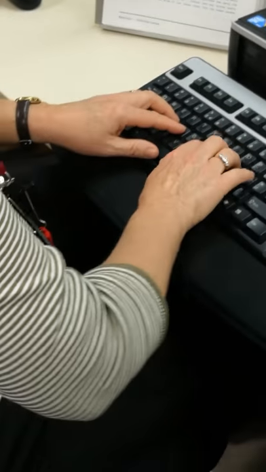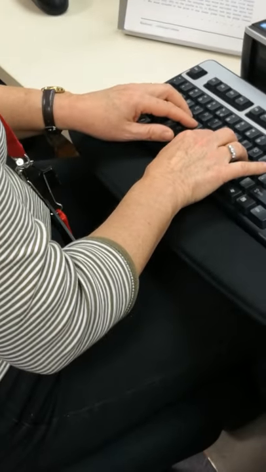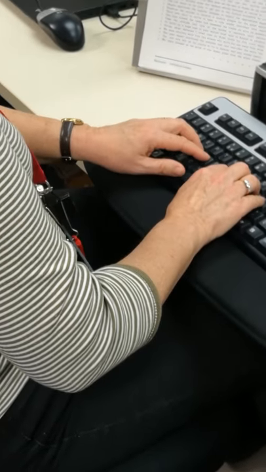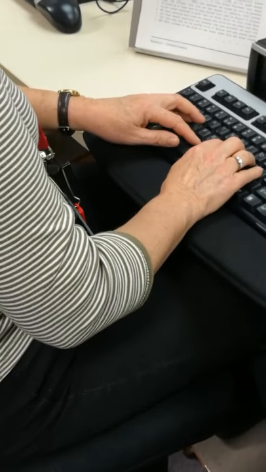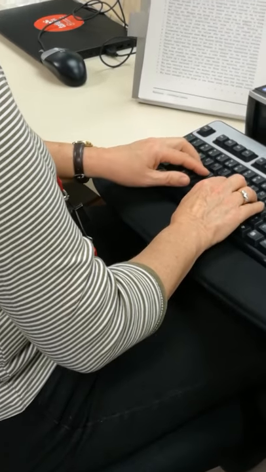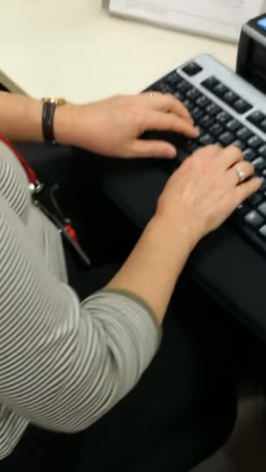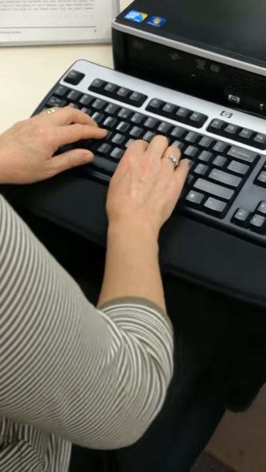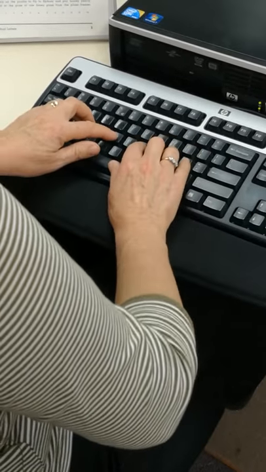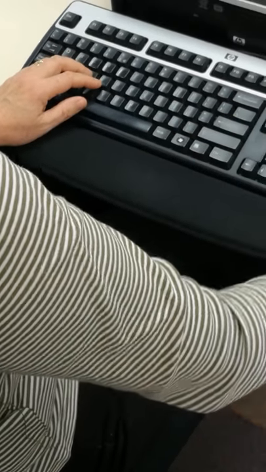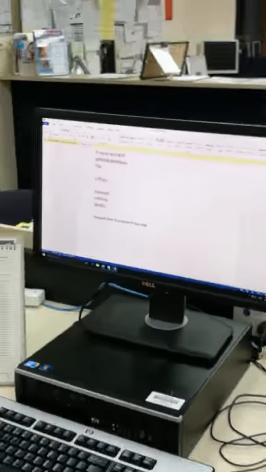F, O, X, space. J, U, M, P, S, space. O, V, E, R, space. T, H, E, space. L, A, Z, Y, space. D, O, G, S, full stop. The quick brown fox jumps over the lazy dogs.